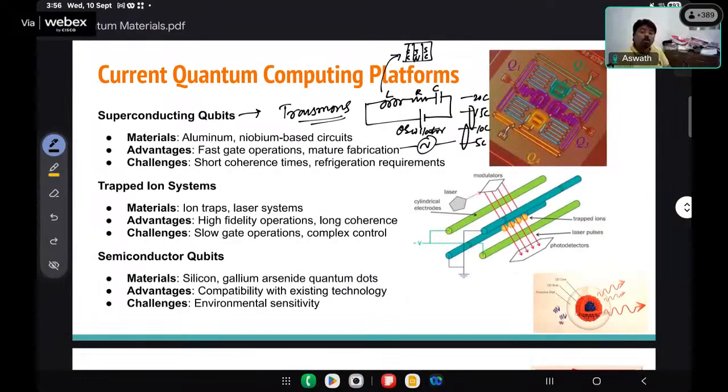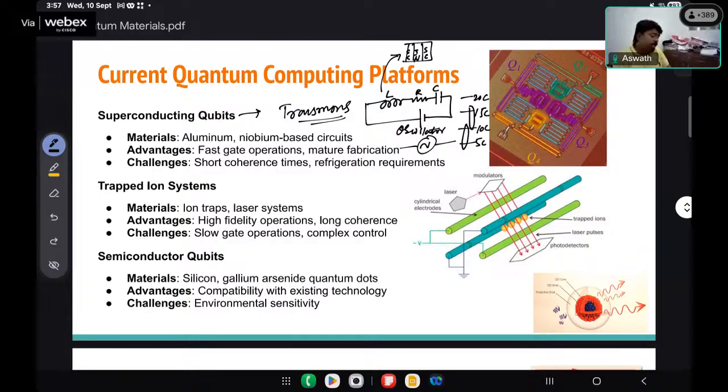And now one more qubit realization platform is trapped ions. Ions can be trapped. Okay. So there are some more points I have here on the slide. The materials used for superconducting qubits are aluminum, niobium based circuits. Okay. And the advantages of superconducting qubits are fast gate operations and mature fabrication. Okay, right? Much better fabrication. And the challenges are again short coherence lifetime and refrigeration requirement because superconducting materials are involved here.